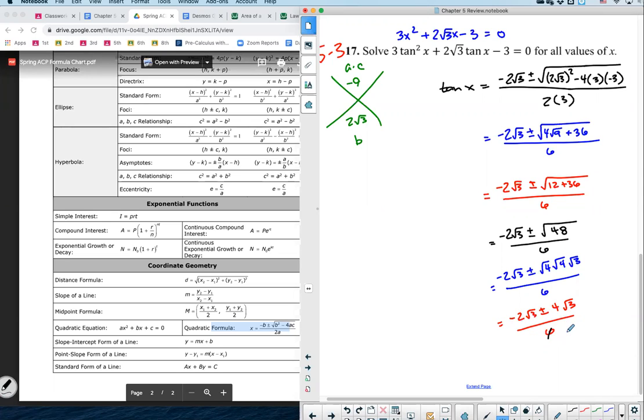So when I go to simplify this, I can divide everything basically by 2. Just takes that away and changes that to a 2. And so I would have, as my possible solutions, that tangent x could equal a negative square root of 3 plus 2 square roots of 3, which would be 1 square root of 3 over 3, or it could equal a negative square root of 3 minus 2 more square roots of 3, so negative 3 square roots of 3, all divided by 3.